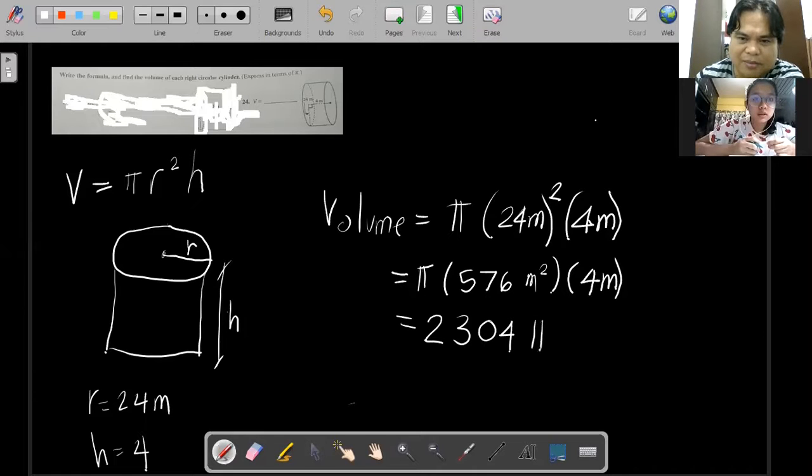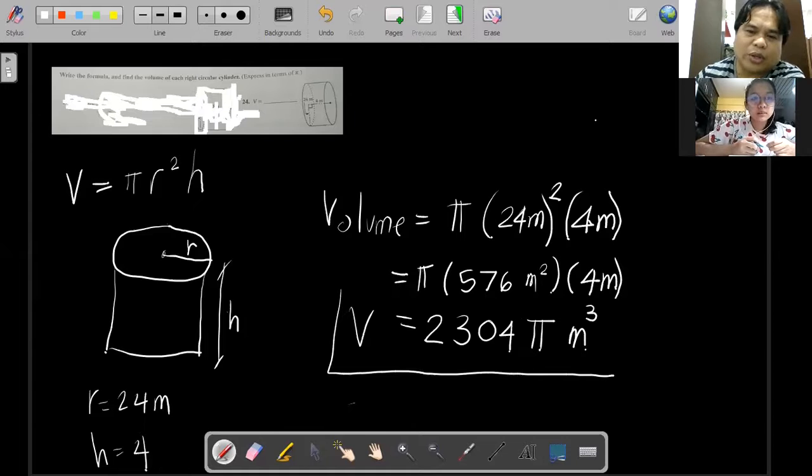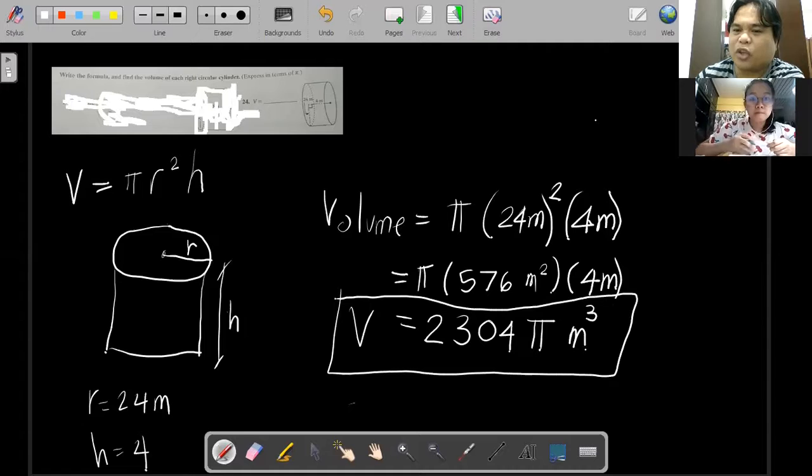2,304 pi, because it says here expressed in terms of pi. So meaning, let's leave pi as it is. M, what's the unit? M cubed. Okay, that's the volume. When you talk about volume, the unit is always expressed in terms of cube. Okay? Understood, Sam? Yes, Tito.